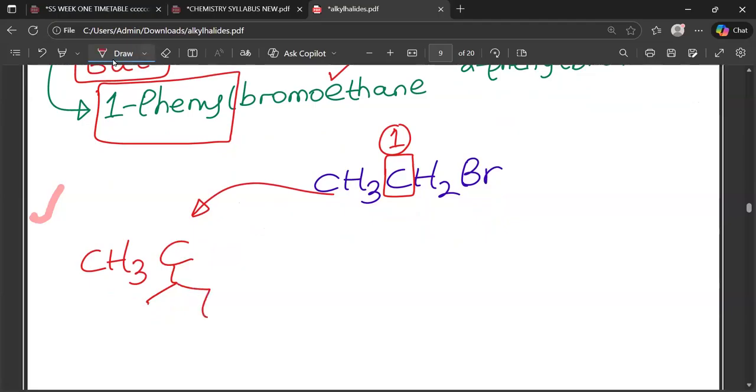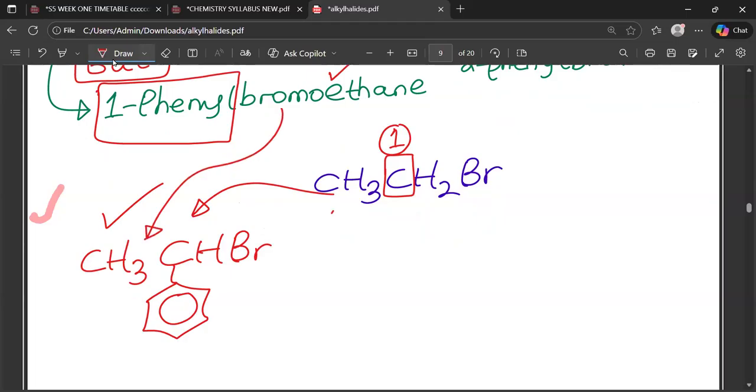But remember, as it comes, it is replacing a hydrogen. So this hydrogen remains one. Then the Br comes back. Isn't that the 1 phenyl bromoethane? Remember this one alone is bromoethane without anything. Are you listening?